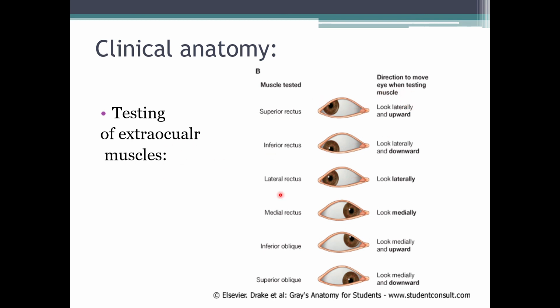Okay, so these are the actions, and this is how you check the muscles. You have to form an H shape while testing clinically. It would have been easier if I were in front of you, then I would have shown you how to test the muscles. So whenever you come back, just remind me, I will show you how to test these muscles.